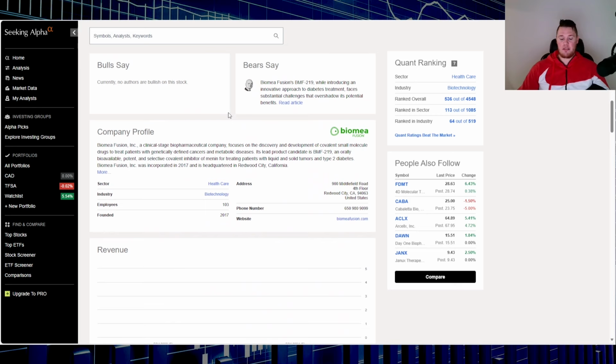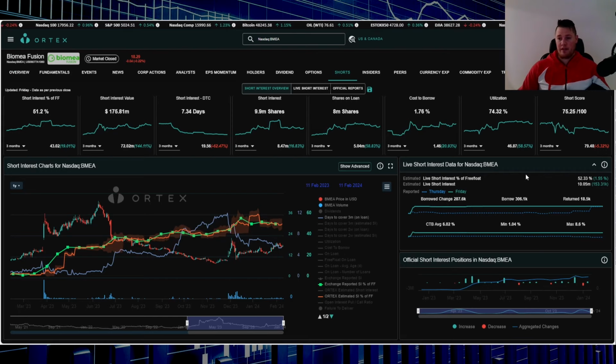So you can always pause it, read through it, and whatever else. But as far as what shorts did on Friday, they increased 153.31,000 shares, 52.33% of the free float is being shorted, and 10.05 million shares overall are being shorted. Cost of borrow average is relatively low, so 6.02%, and utilization is 74.32%. So let me know your thoughts on that stock.